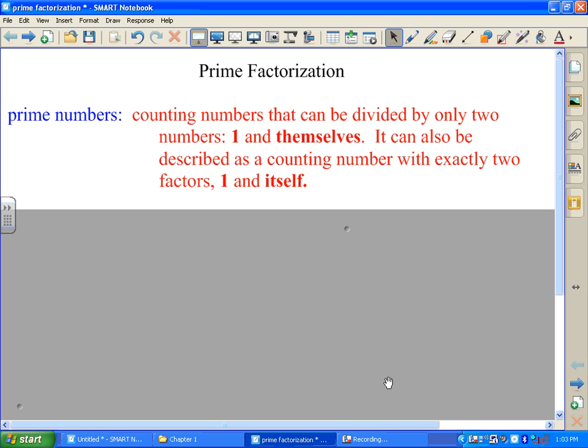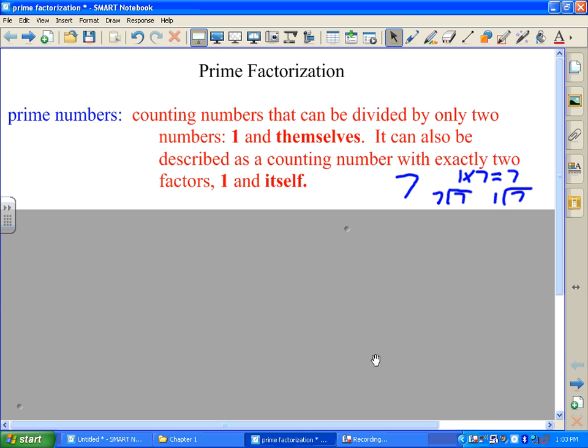Now, for the example, just write a prime number. 7 is prime, because the only way I can make 7 is 1 times 7 equals 7. And the only thing I can do with 7 with division is divide it by 7, or I can divide it by 1.